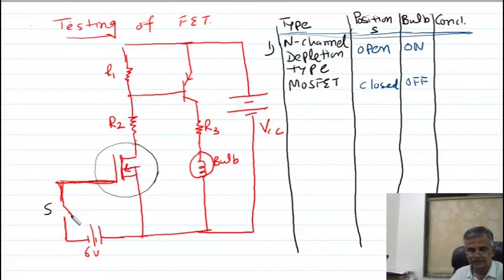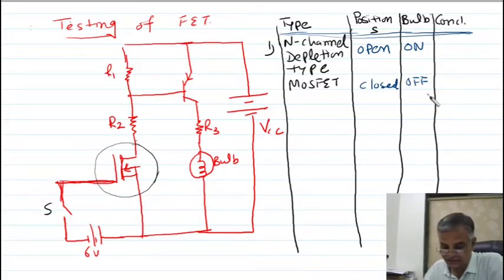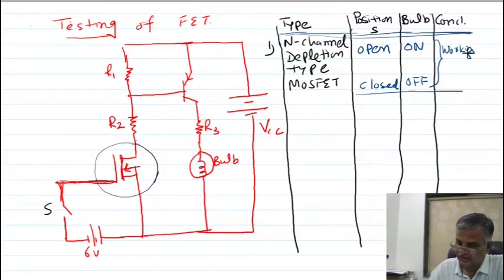Again, open, this conducts, voltage is developed, VB is there, this transistor conducts, bulb will be on. If this is closed, positive charge is induced, current does not flow. You will not get any voltage. VB is not there, so transistor does not conduct, so bulb will be off. It means if it is like this, then you can say it is working. If you get it in this way, you can say the transistor is working.